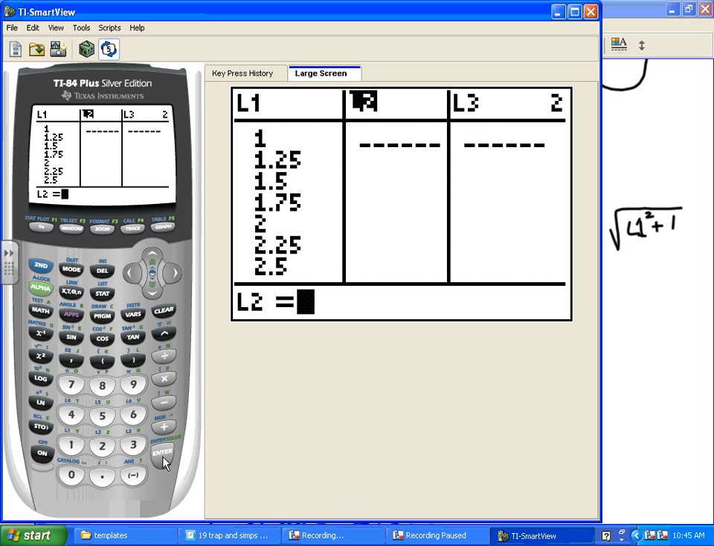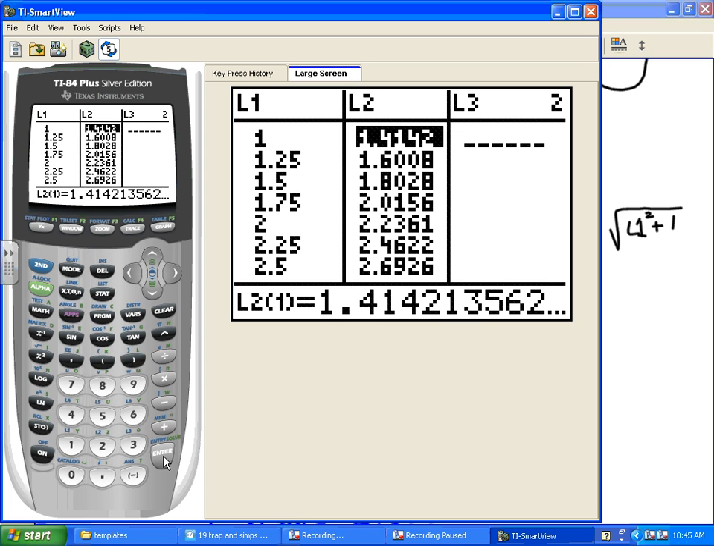And how are we going to define L2? The square root of, you tell me, L1 squared. L1 is second one. Just do a second one, it gives you an L1. You don't have to put parentheses around it, just square it. And then plus 1. The function was x squared plus 1 function, right? Now close the parentheses. When you press enter, all of them are evaluated instantly.